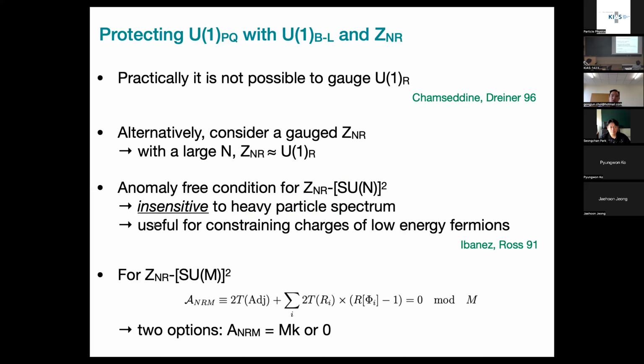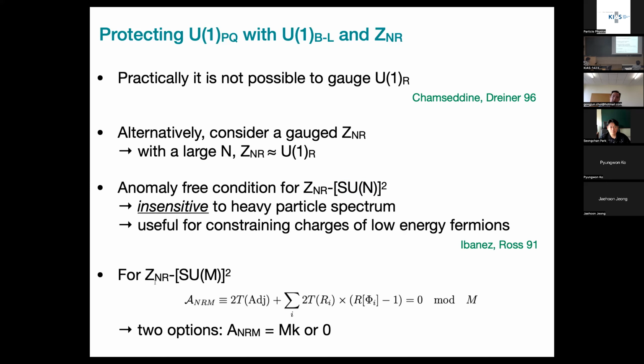So in other words, use of this mixed anomaly can be very useful for constraining the charges of the low energy fermions here, okay? So then let me look at particularly this mixed anomaly between the Z_N^R and the non-abelian gauge groups that we have in the SUSY model. And if you go through the anomaly computation, you will find that it will be given by, first, the contribution from the gauginos in supersymmetry models, and then the other one from the matter part here, okay?